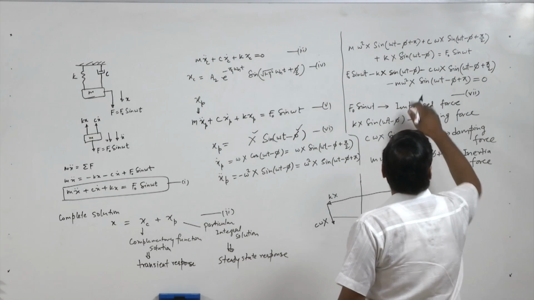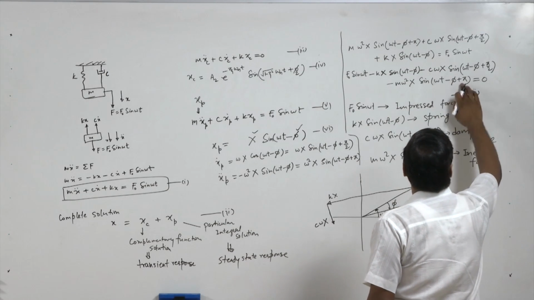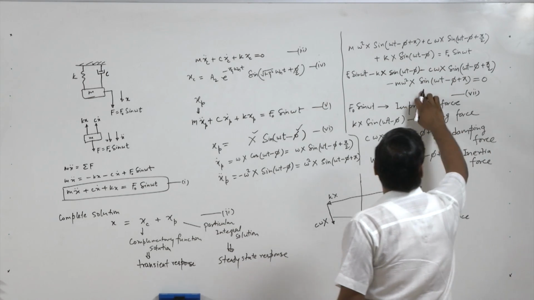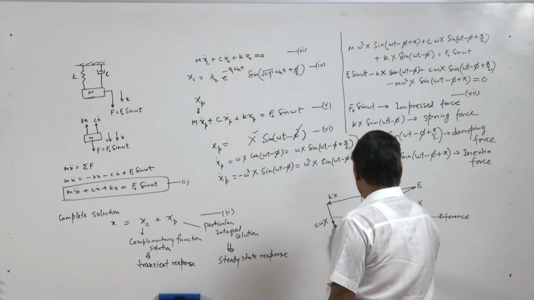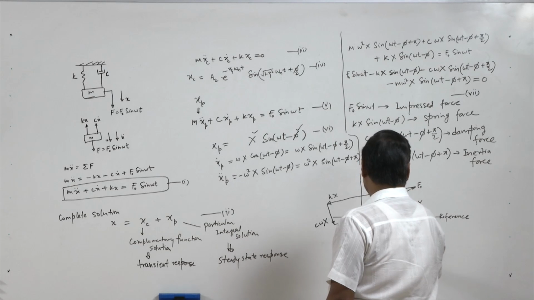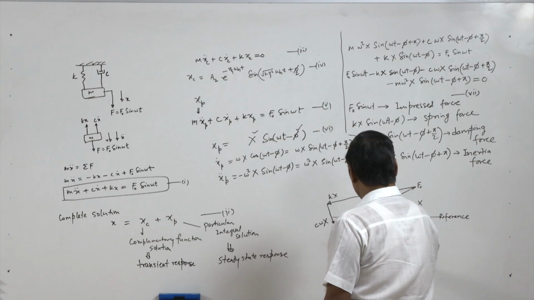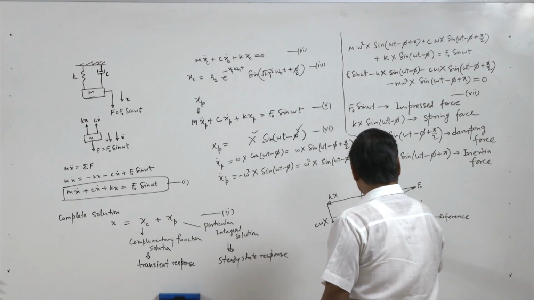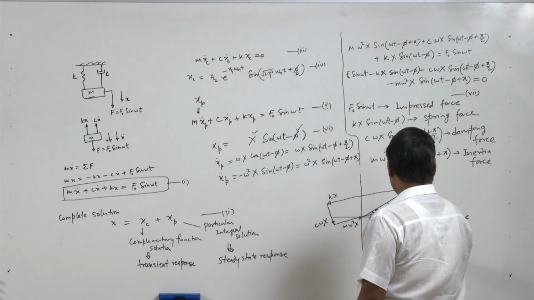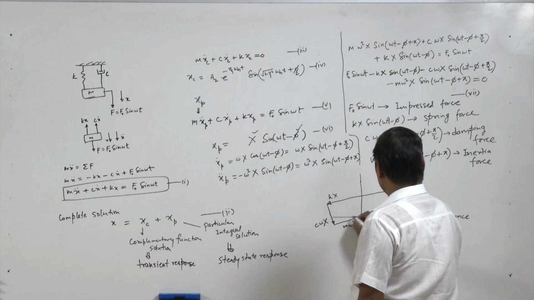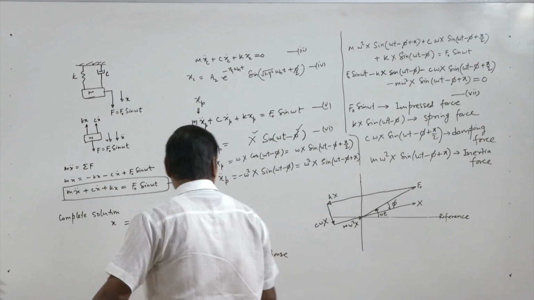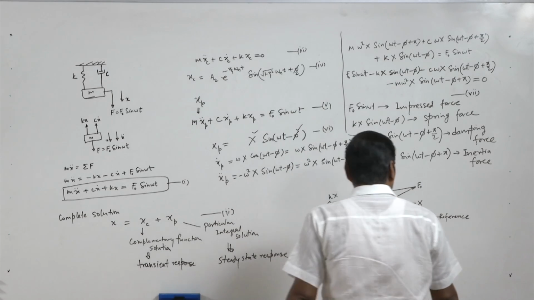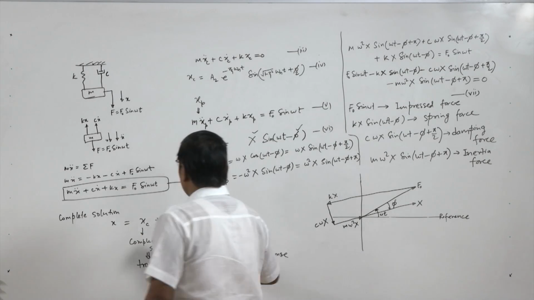Then m omega square x, that is plus pi with respect to kx. So it is like this, m omega square x. And so the vector force diagram starts from 0 here, goes this way, and is going to close. So these four forces are in equilibrium. Now we can write these.